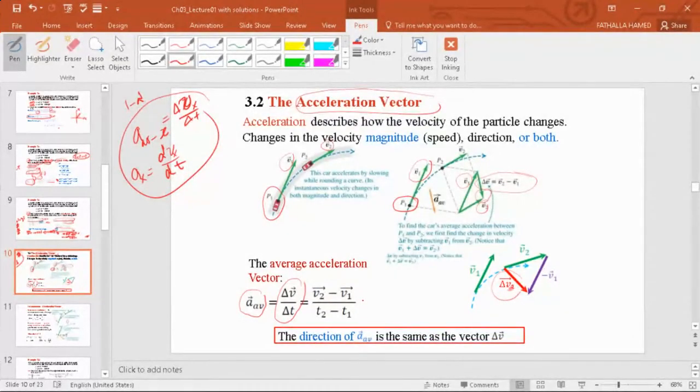So this is now your average acceleration, or we say the average acceleration vector. Where is the direction of this vector? Well, it has to be in the direction of delta v. So we say here the direction of a average is in the same direction as delta v.